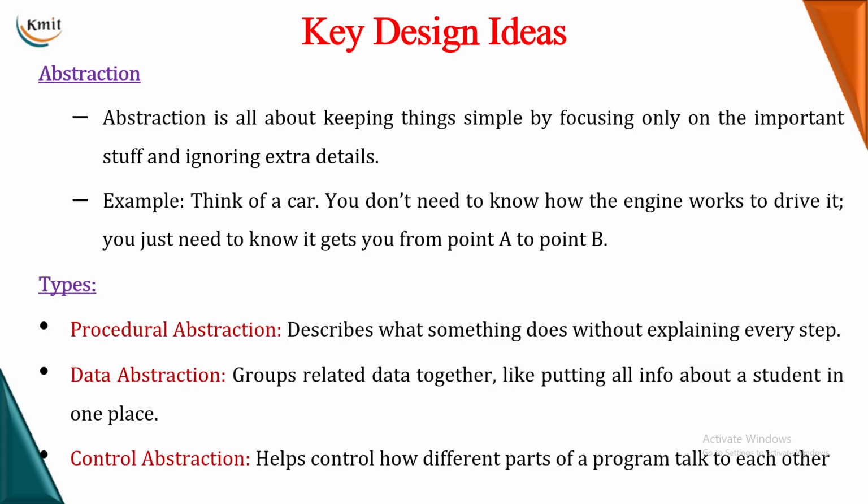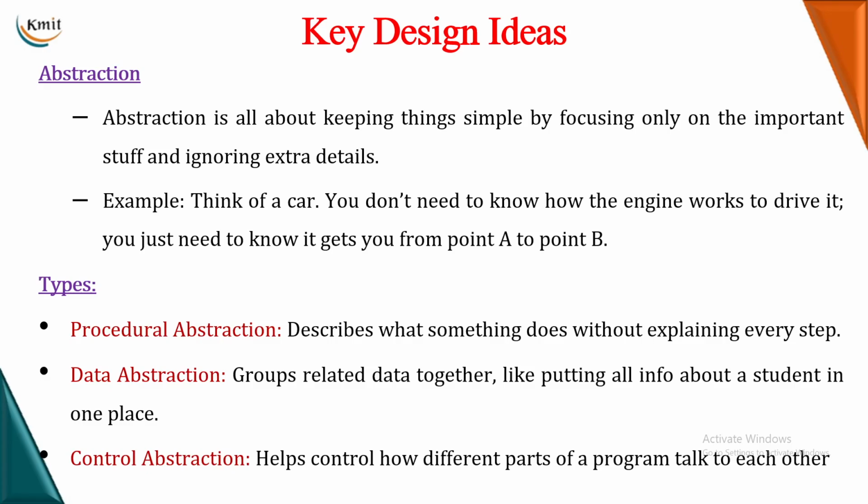In abstraction, you basically have three different types: procedural, data and control. Procedural abstraction only talks about the process. It will tell you this is the process, instead of talking about how the process is happening. It will only tell you to go from point A to point B by starting the car. It will not talk about how your car is taking you from point A to point B. That is called procedural abstraction.